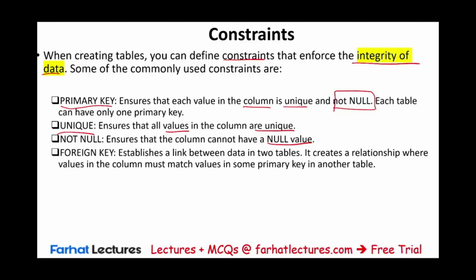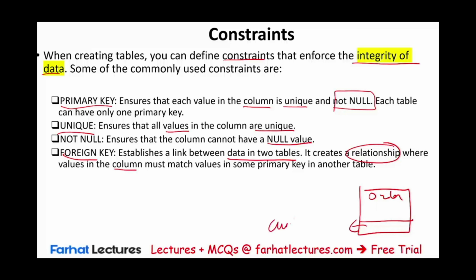You want to have a foreign key. The foreign key establishes a link between the data in two tables. The foreign key is what creates the relationship where values in a column must match values in some primary key in another column. For example, we could have the order table, and in the order table, we would have the customer ID as the foreign key, linking the customer to the order table.